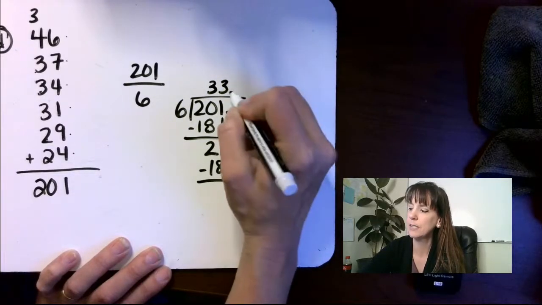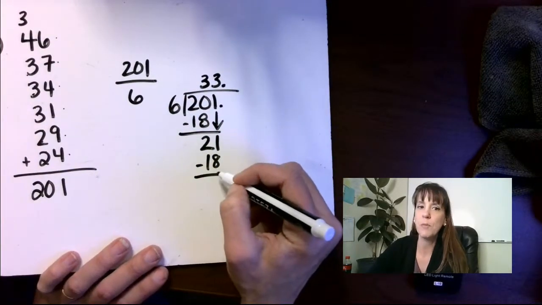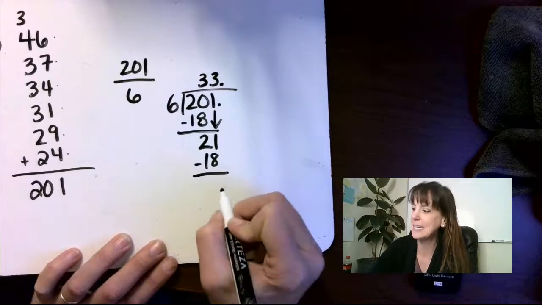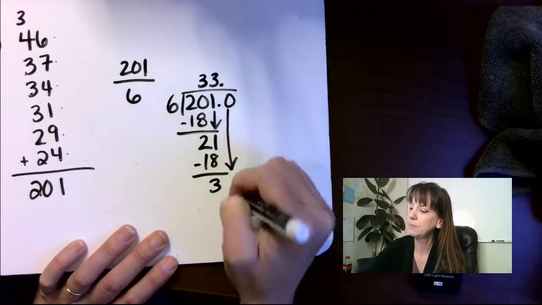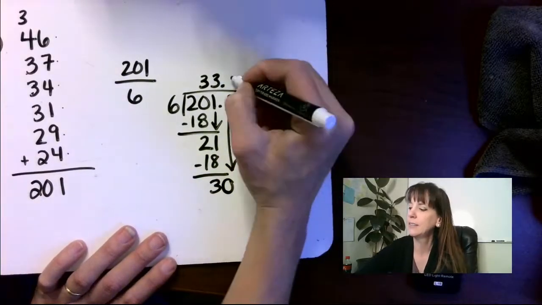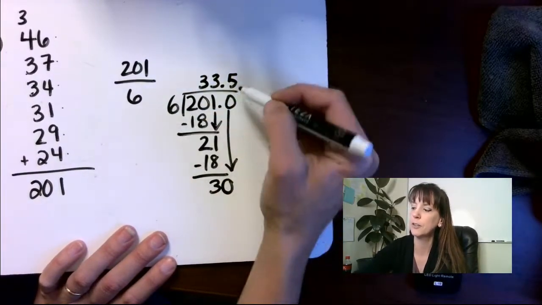Now there's a decimal here and a decimal here. So 21 minus 18, that would give me 3. Go ahead and bring down another 0. And when I do that, I get 30. 6 goes into 30 5 times.